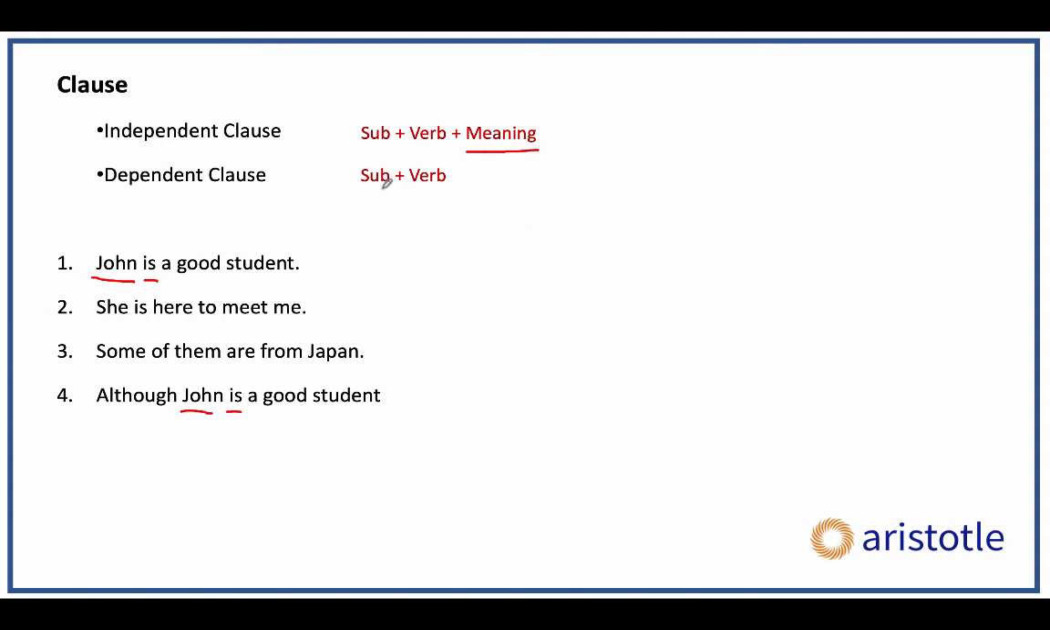So the difference between dependent clause and independent clause is only of meaning. They both contain the subject, they both contain the verb. If the meaning is there, independent. If the meaning is not there, dependent. So how do you make a complete sentence? This is your complete sentence. Although John is a good student, he failed in the test. Now in this sentence, note that the part before the comma is of course a dependent clause, although John is a good student. But the part after the comma, he failed in the test, that's absolutely independent. He is your subject, failed is your verb, meaning is also there.